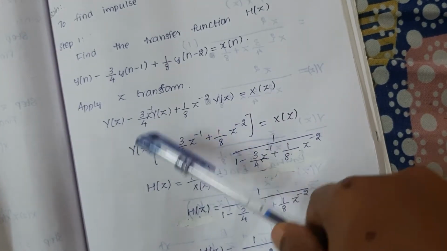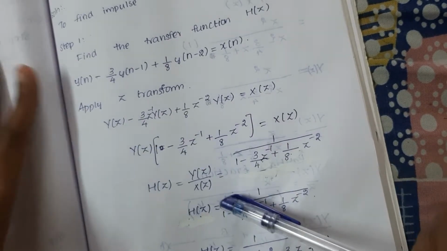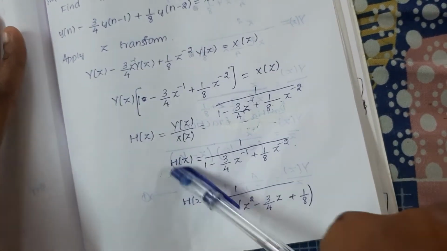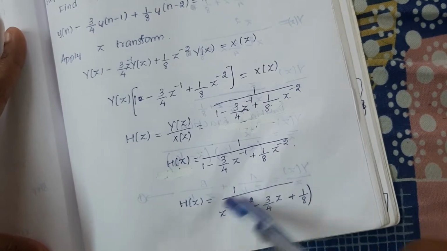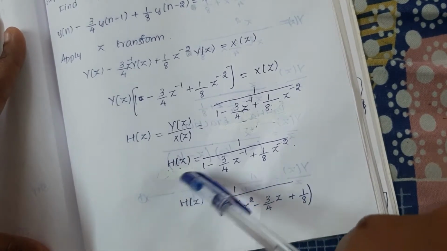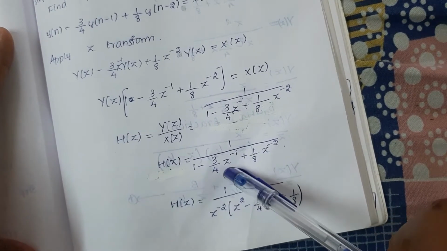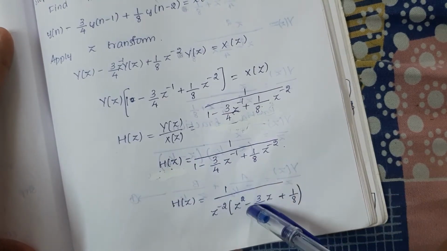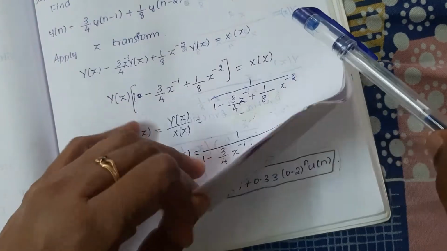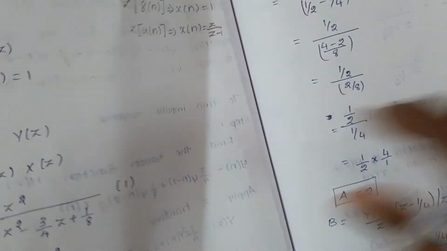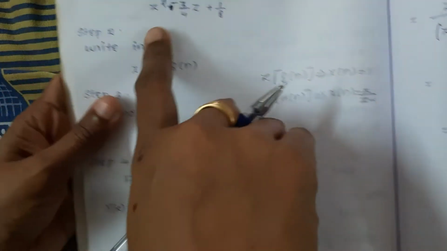So we need h of z is y of z by x of z. Rearrange this equation, and we get h of z in this form. From this denominator, you can take z power minus 2 as common. If you take z power minus 2 as common, this term becomes 1 by z power minus 2, and this term becomes z squared minus 3 by 4 z plus 1 by 8. So now we have found the h of z value.